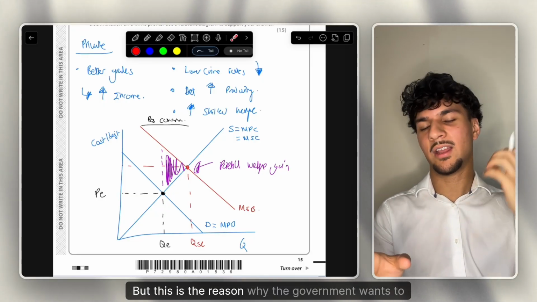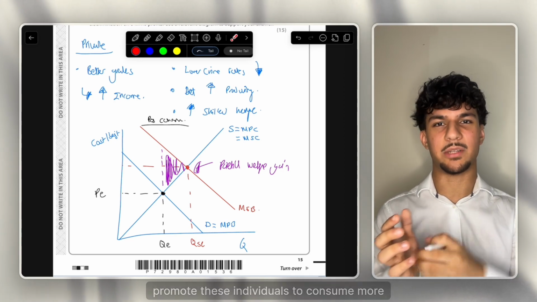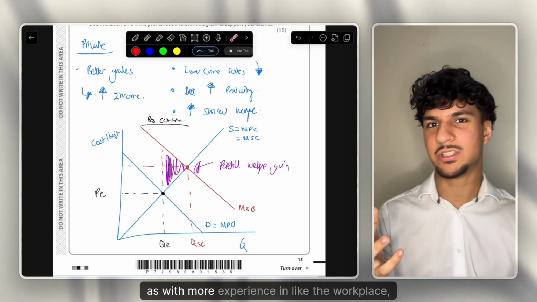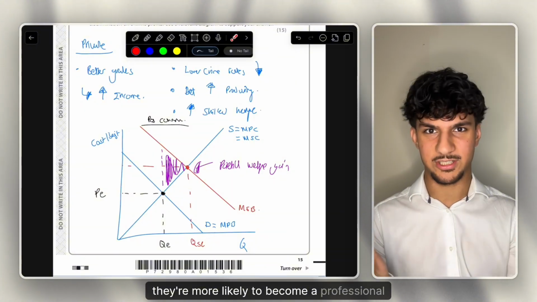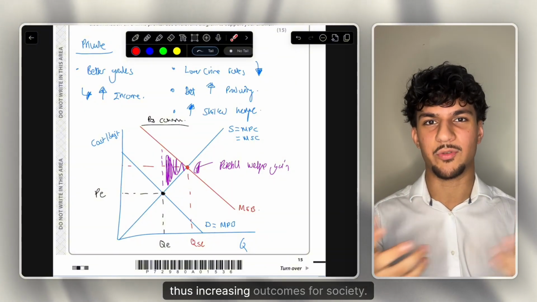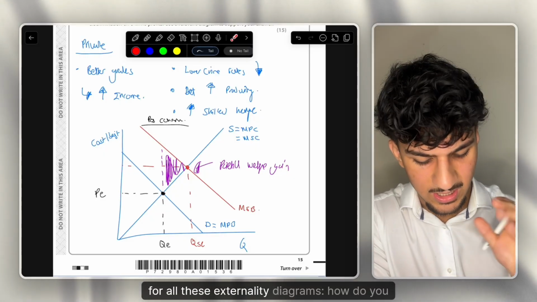But this is the reason why the government wants to promote these individuals to consume more education and become more educated, as with more experience in the workplace, surrounded by professionals, they're more likely to become a professional themselves, thus increasing outcomes for society.